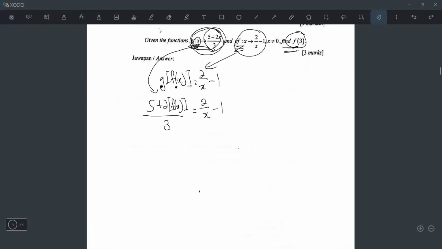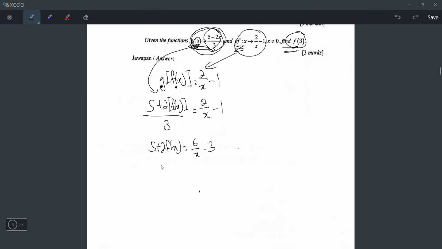So now I can find fx. I just have to move things over. First, I will move the 3: 5 plus 2 fx equals to times 3 is 6 over x minus 3. And then minus 5. So what happens when you minus 5? 6 over x minus 3 minus 5 is minus 8, and then everything divide 2, which is 3 over x minus 4. So I have successfully found fx.